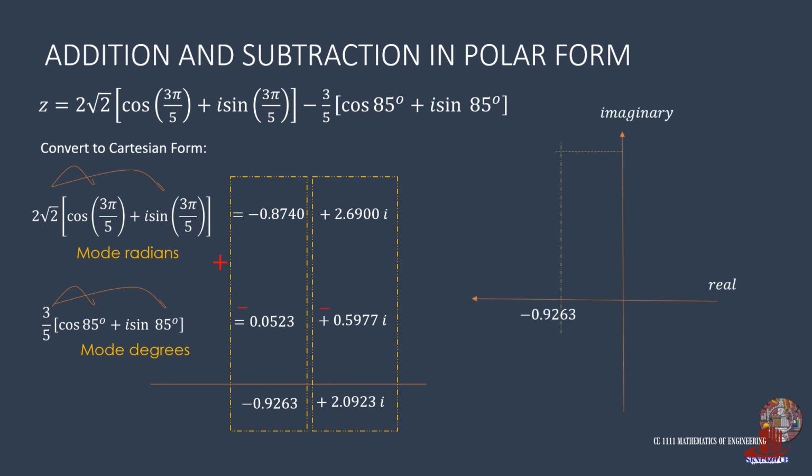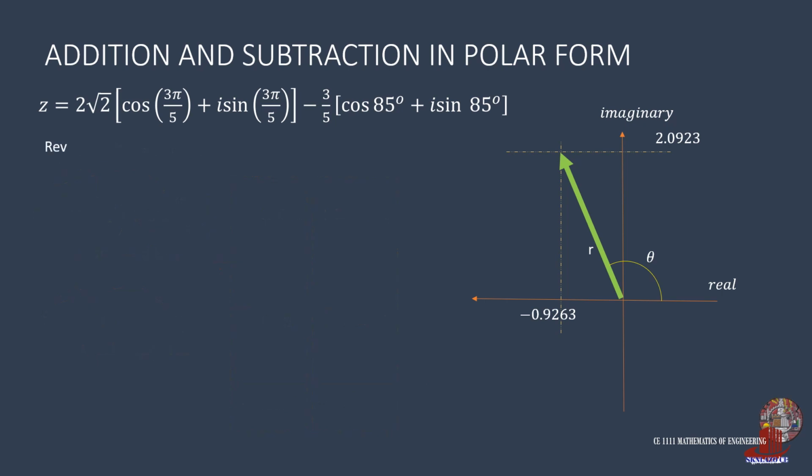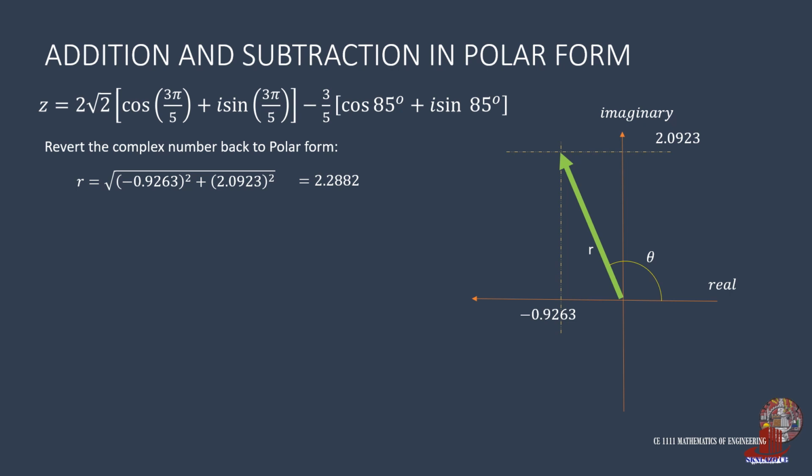Illustrate this to identify the vector. From the Cartesian plane, mark negative 0.9263 on the real axis and positive 2.0923 along the imaginary axis. Thus, it is observed that the vector is in the second quadrant. Next is to convert the Cartesian form into its polar counterpart. The modulus is then the root of the squares of negative 0.9263 and 2.0923 to get 2.2882. Next is the argument from the inverse tangent of 2.0923 over negative 0.9263.